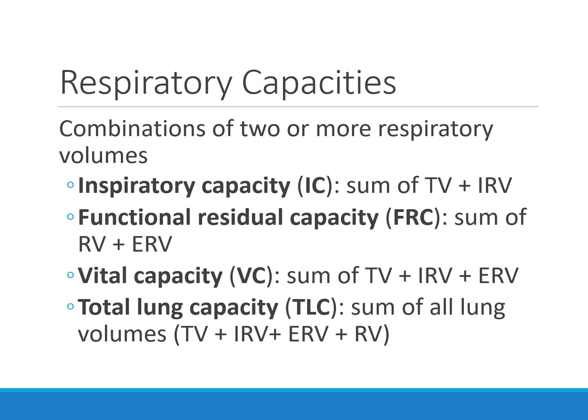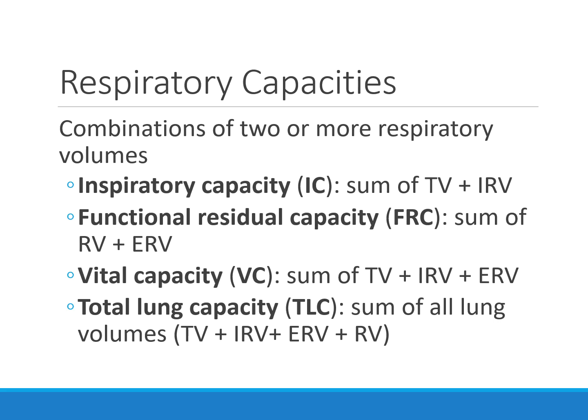Respiratory capacities are when we combine two or more of those respiratory volumes. So your inspiratory capacity is your tidal volume plus your inspiratory reserve volume. Your functional residual capacity, or your FRC, is the sum of your residual volume plus your ERV. Your vital capacity is the sum of your tidal volume plus your IRV plus your ERV, and your total lung capacity, or TLC, is the sum of all the lung volumes combined: TV plus IRV plus ERV plus RV.